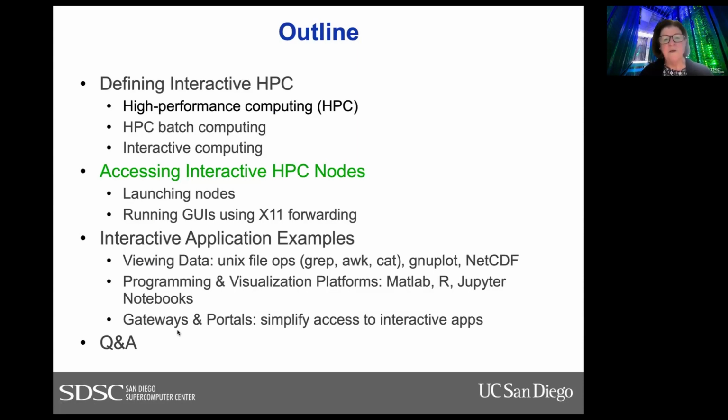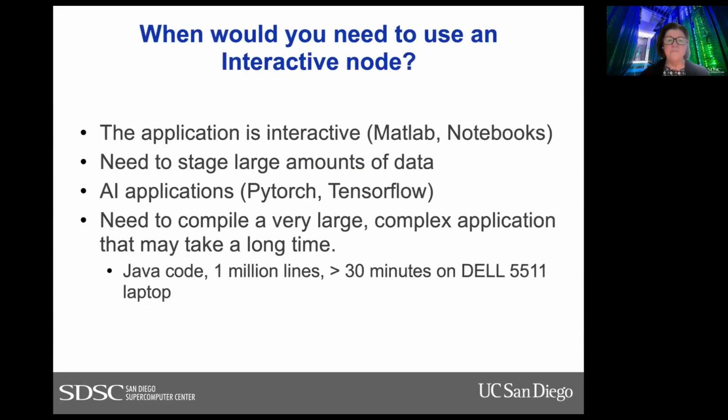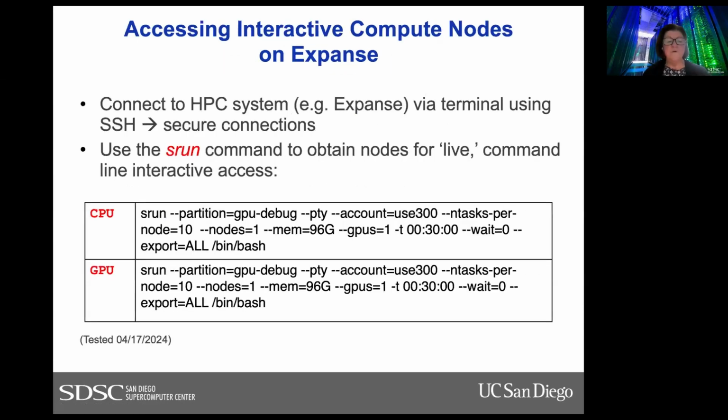All right, so how do we get these HPC nodes? That requires a little bit of work. You would use it if your application, like I said, is interactive. You need to stage data. You're running AI applications that are very interactive, or you want to compile large complex applications that take a long time. So you can run two kinds of commands using the srun command that you get from the Slurm scheduling environment. And you would want to either be on a CPU, or you could directly get a GPU and have an interactive node. These two commands are in the Expanse user guide, and I tested them.